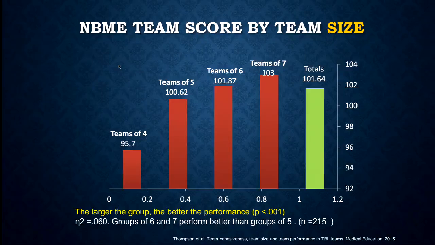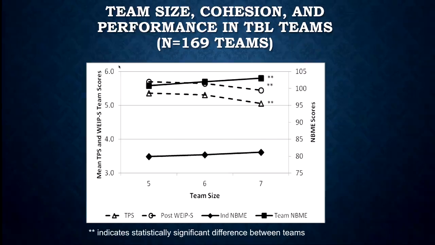Now, that doesn't surprise anybody, right? Of course, a group of 7 medical students is going to do better than a group of 4 medical students when it comes to taking a tough test. When we looked at cohesion, though, we found that in a group of 7, the cohesion is going down.